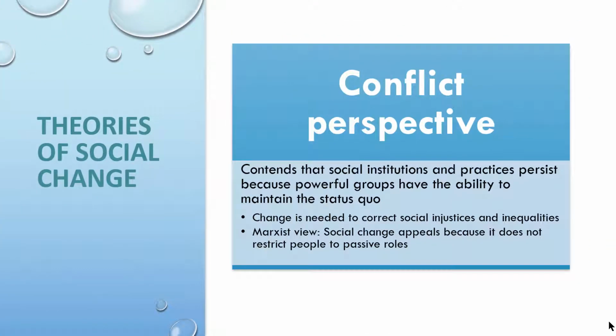Conflict theories contend that social institutions and practices persist because powerful groups have the ability to maintain the status quo. Change has crucial significance, since it is needed to correct social injustices and also inequalities. The Marxist view of social change is appealing because it does not restrict people to a passive role in responding to inevitable cycles of changes in material culture.